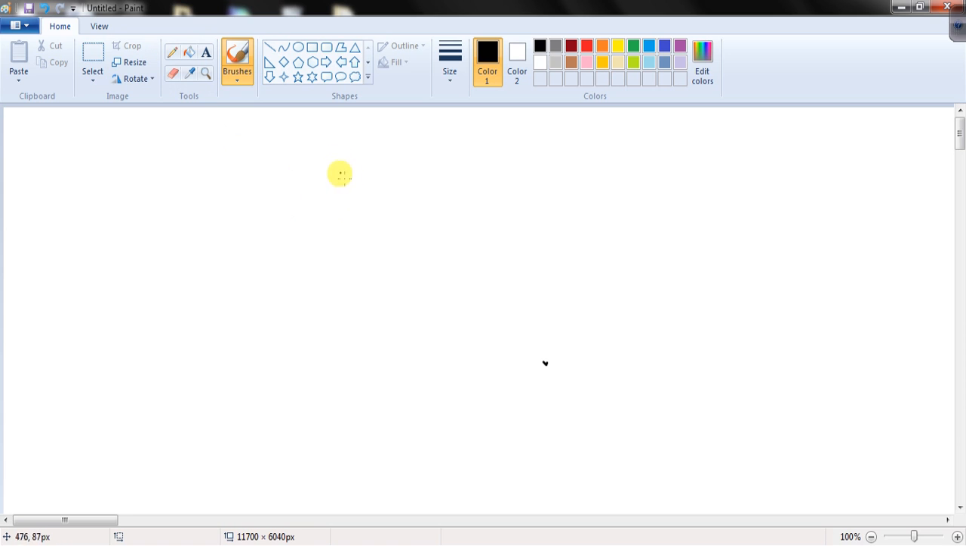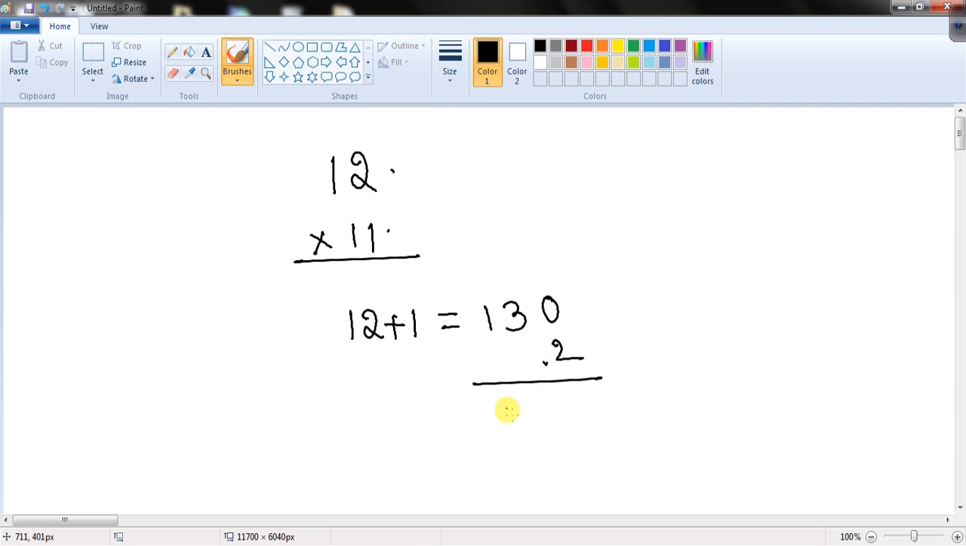If I ask you to multiply 12 by 11, I know that you do 2 times 1, something which we don't want. See how I am going to do this. What is 12 plus 1? 12 plus 1 is 13. So write 130. What is 2 into 1? 2. So 12 into 11 is 132. So simple.